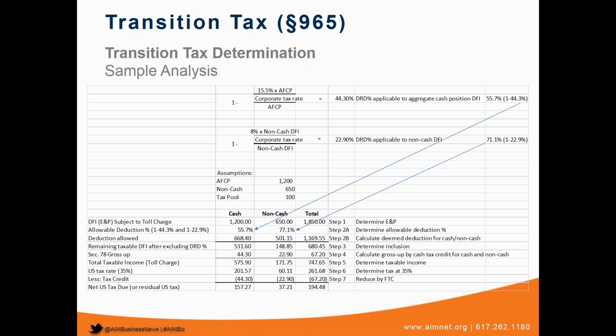575.9 is then multiplied by the statutory tax rate of 35%, which is again the effective tax rate as of 12/31/2017. The US tax is 201.57. The US tax of 201.57 is offset or reduced dollar for dollar by the foreign tax credit of 44.3. Thus, the US tax, or what we call the residual US tax, is only 157.27 in this example. The same process applies to the non-cash column.